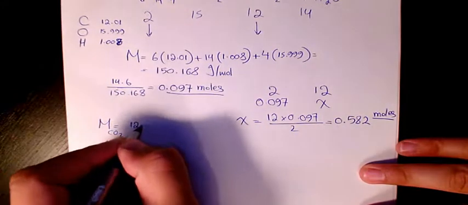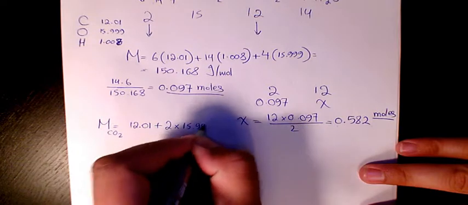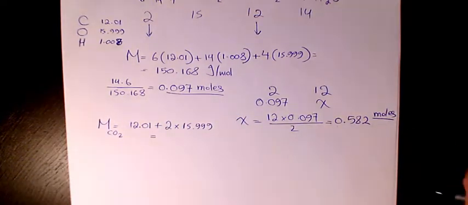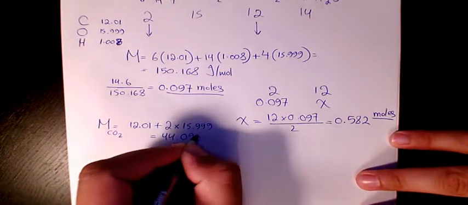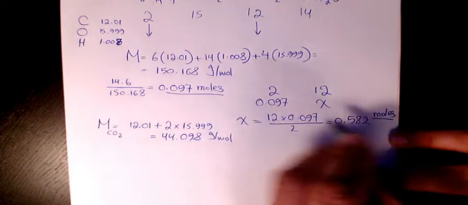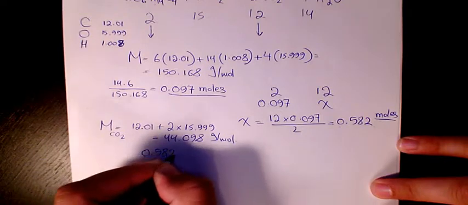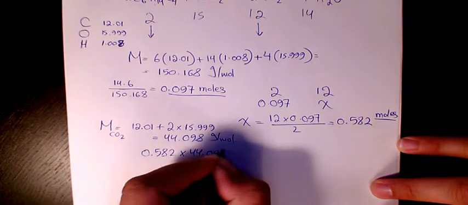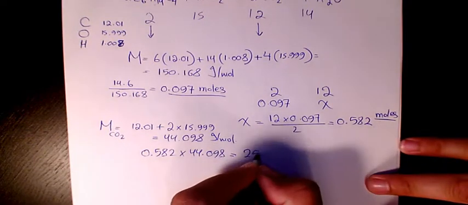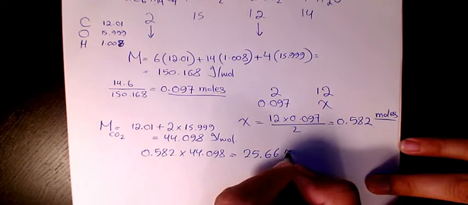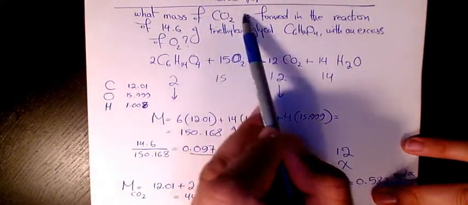C is 12.01 and we have 2 atoms of oxygen. That will be 44.098 grams per mole. So when we multiply the number of moles by molar mass, it gives us the mass. 25.66 grams. So that's the mass of CO2 produced.